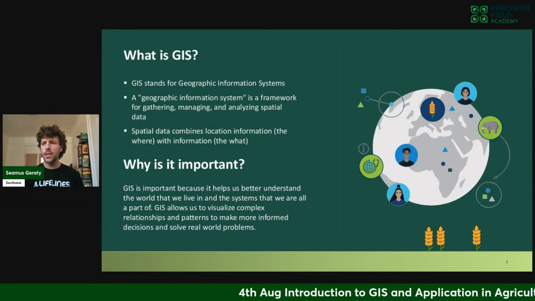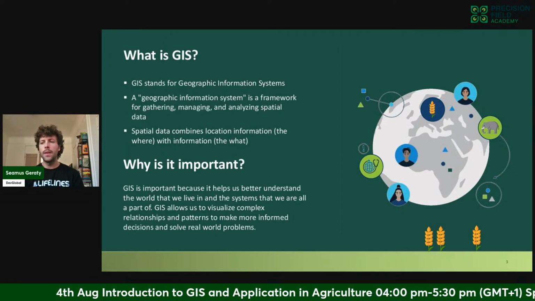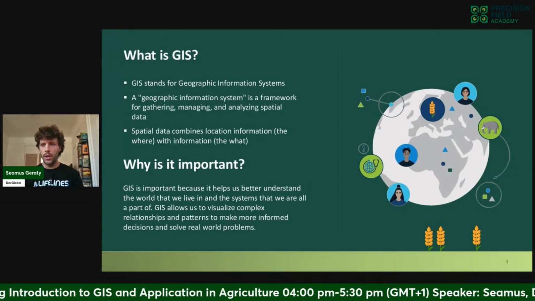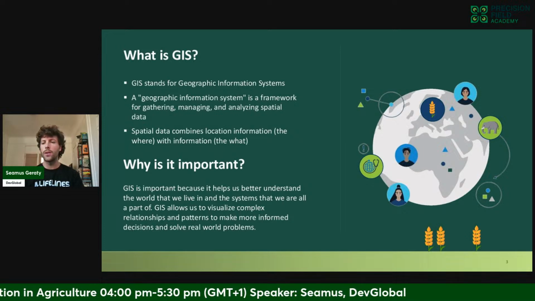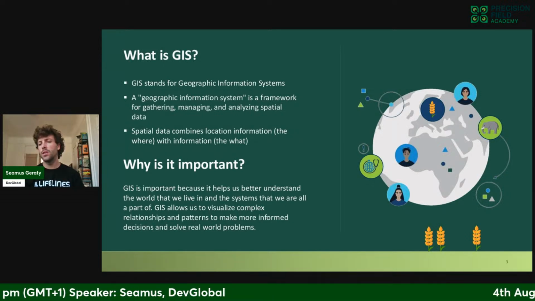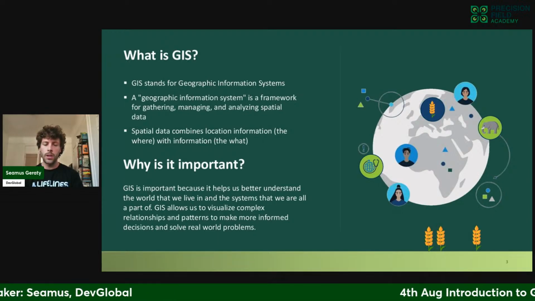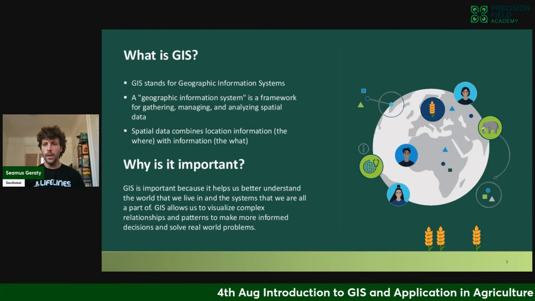This is important because it significantly enhances our understanding of the world and the intricate systems we are all a part of. By enabling us to visualize these complex relationships and patterns, GIS empowers us to make more informed decisions and effectively solve real-world problems across various sectors, including agriculture. Next slide.